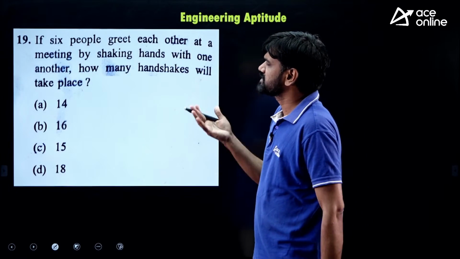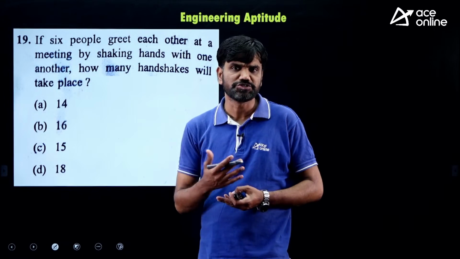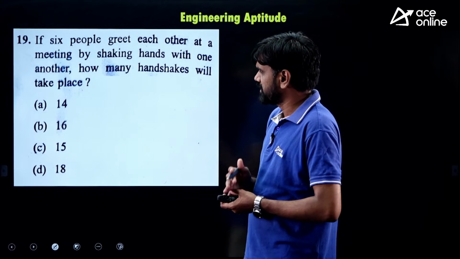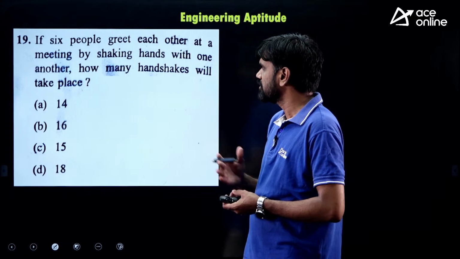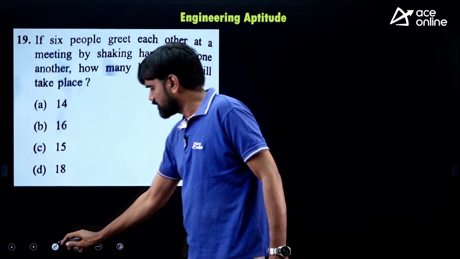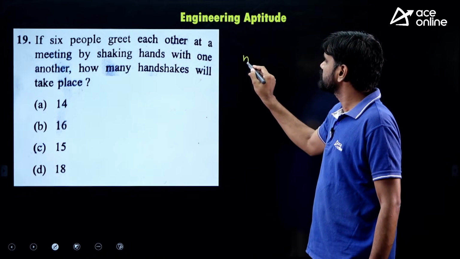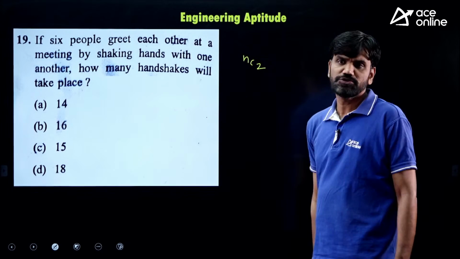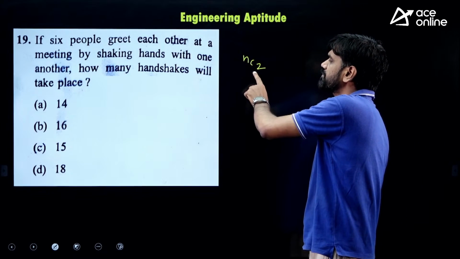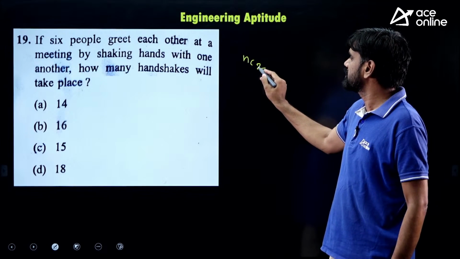Next, this is easiest, I can say, among all the questions that have come. This is a very fundamental question from permutations and combinations. If 6 people greet each other at a meeting by shaking hands with one another, how many handshakes will take place? So whenever there are n people in a particular group, if each person is shaking hands with every other, the total number of handshakes taken will be nC2. Because for a handshake to take place, we need 2 people. Between any 2 people, there will be 1 handshake. It is as simple as selecting 2 people out of the people that are available.